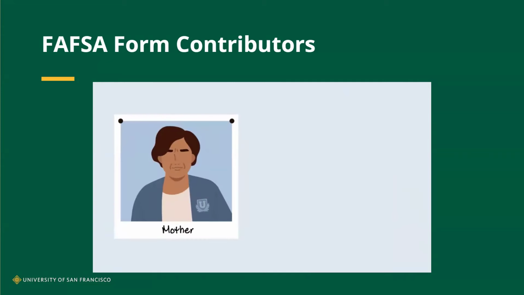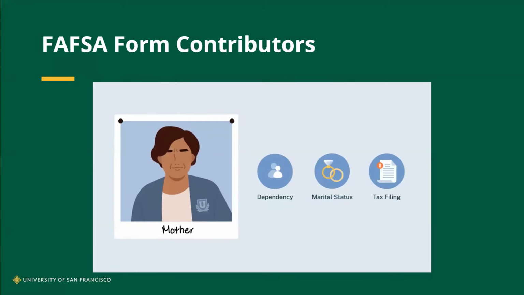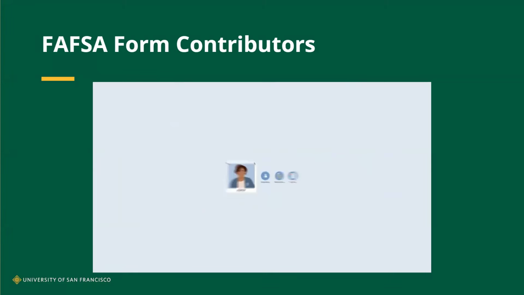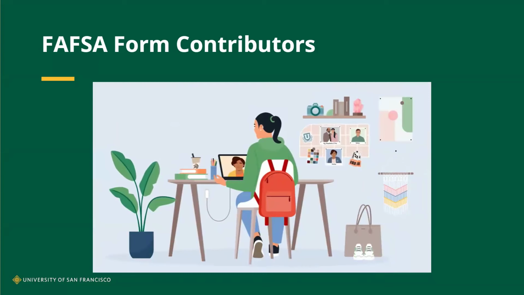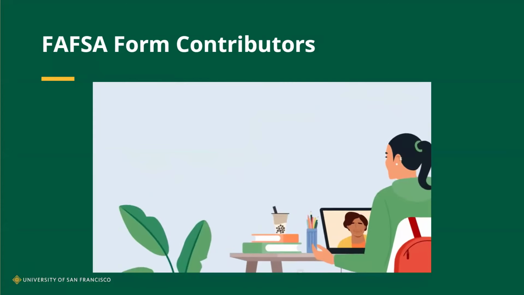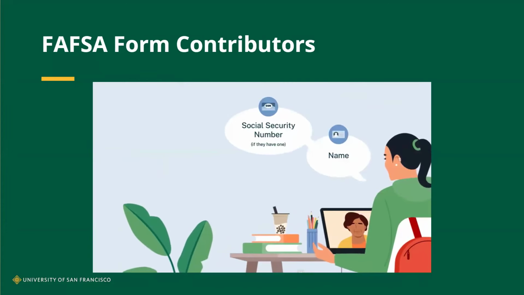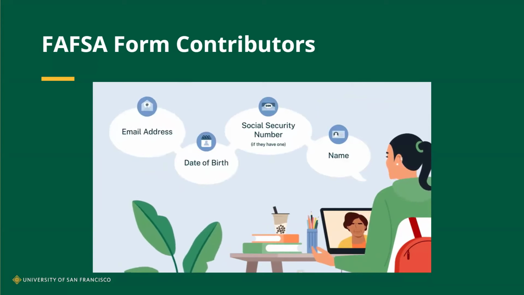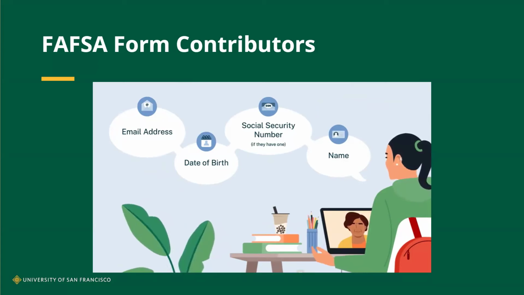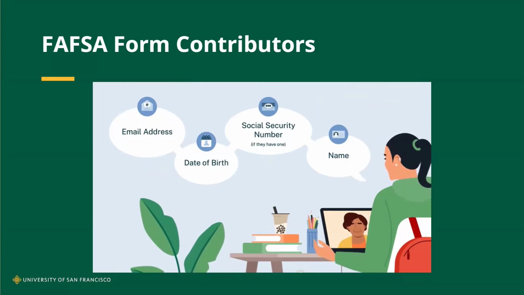Whether someone other than you is determined to be a contributor is based on your dependency status, your marital status, and the way you file your taxes. When you fill out your FAFSA form, you'll be asked to provide your contributors' information so that they can complete their required sections in your form. You'll need to ask for your contributors' full name, their Social Security number, if they have one, their date of birth, and their email address. You will then be able to invite them to your FAFSA form so that they can complete their required sections.